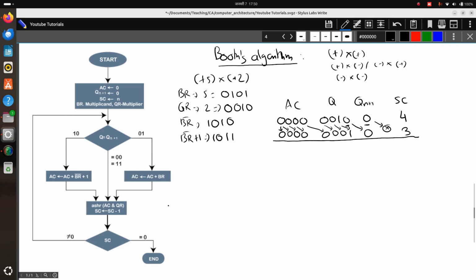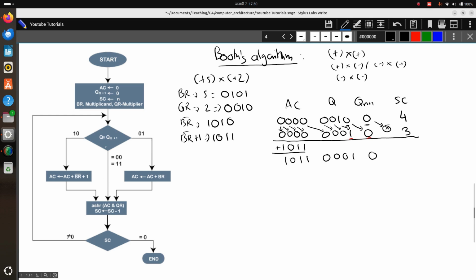Now we check if our step counter value is 0 or non-zero. If it's non-zero, then we go back to checking the status of Qn and Qn plus 1 again. Now we see that Qn and Qn plus 1 is 1 and 0. Now based on our flowchart, if we have the 1 and 0 combination, then what we do is we add BR complement plus 1 to AC. So BR complement plus 1 is 1 0 1 1, AC is 0 0 0 0. So we are basically going to add this. We get 1 1 0 1. We copy the rest of the value 0 0 0 1 and then 0 here.